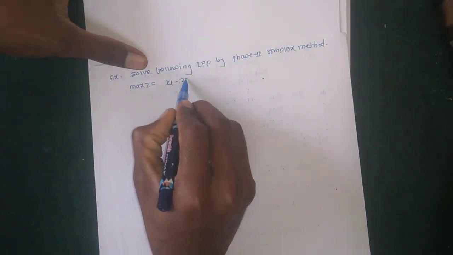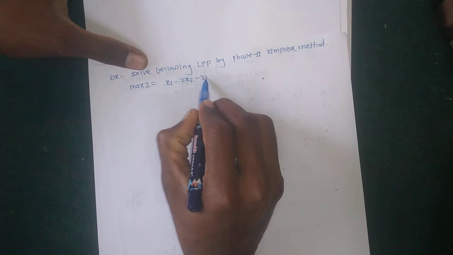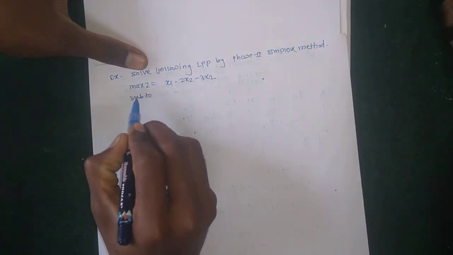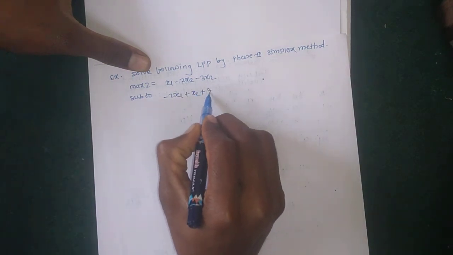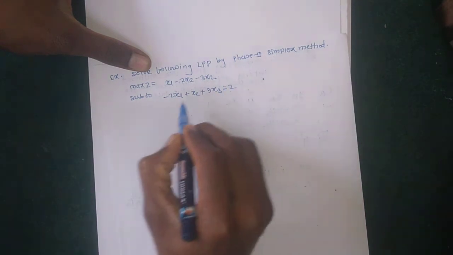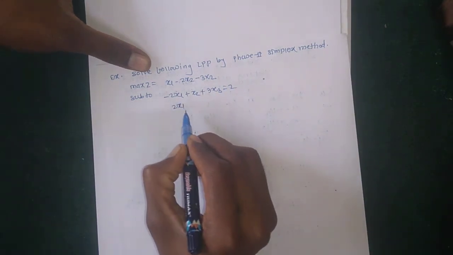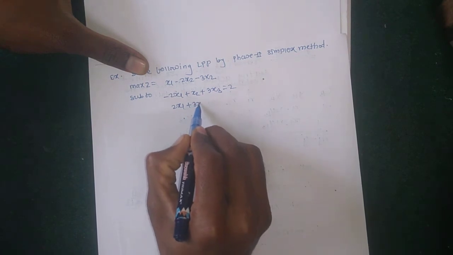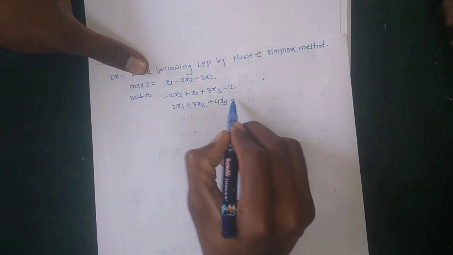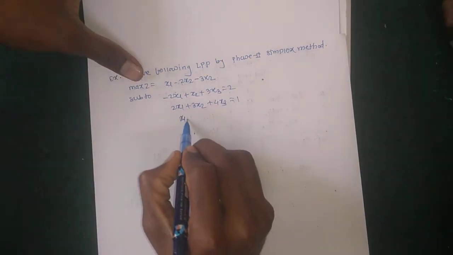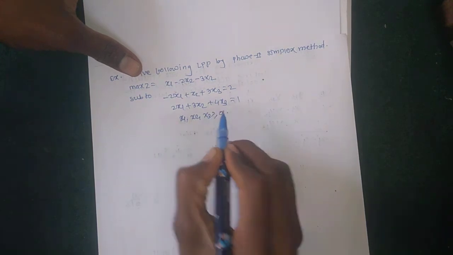Maximum z is equal to x1 minus 2x2 minus 3x3 subject to minus 2x1 plus x2 plus 3x3 equal to 2, and the second condition is given that 2x1 plus 3x2 plus 4x3 equal to 1. Okay, so here the constants are of equal to type, and the objective function is also of maximized type.